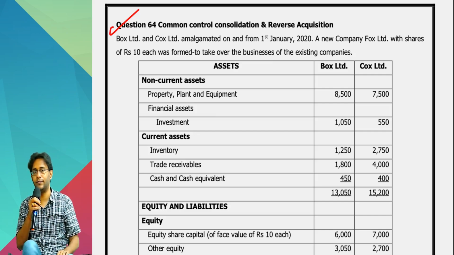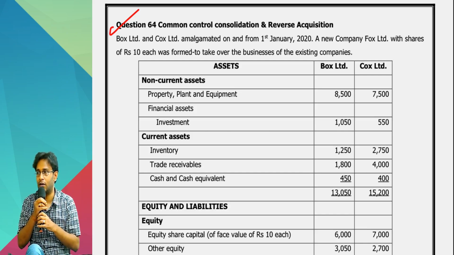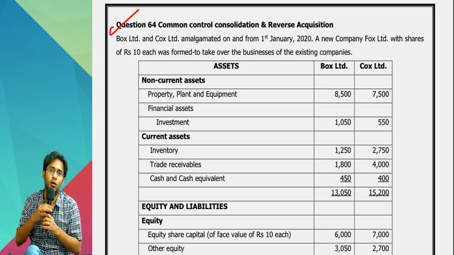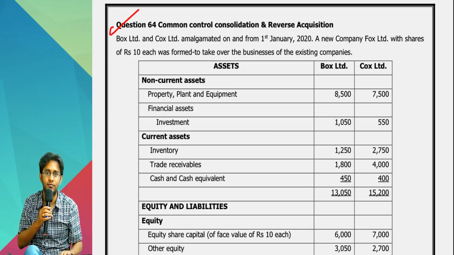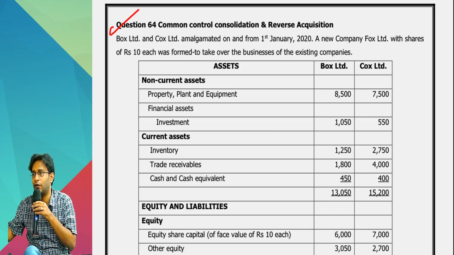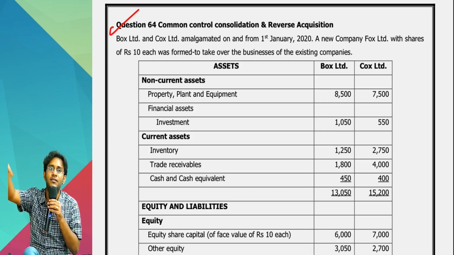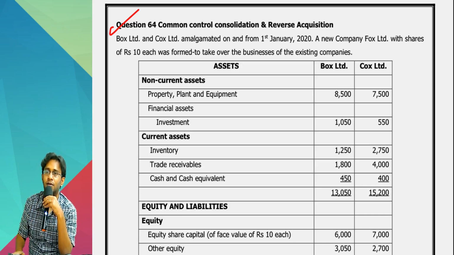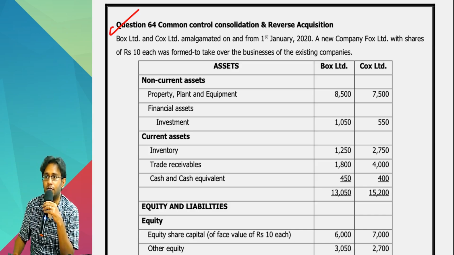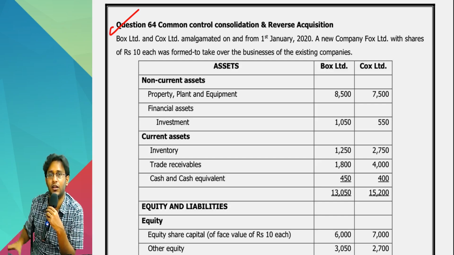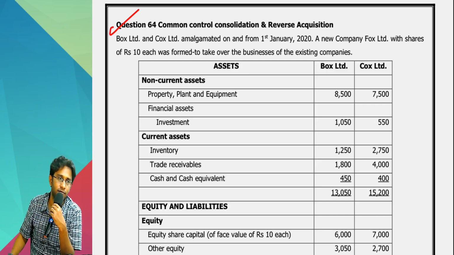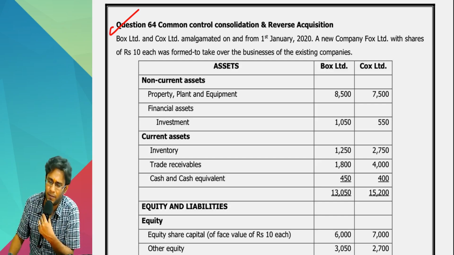Second case is, in Box Limited, sir, there is one major shareholder who is having 100% shares. Cox also, that fellow has 100% shares. Box and Cox are owned by the same shareholder. Now Fox is taking over Box and Cox. This is common control transaction. So this data, this arrangement, both the cases you have to solve. Okay, read. This is comparatively a very simple sum.